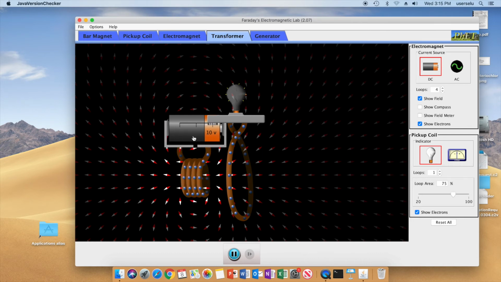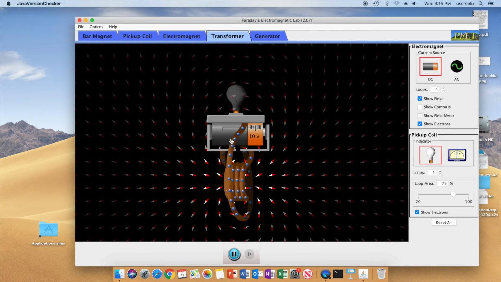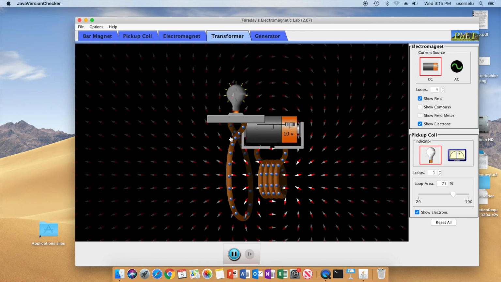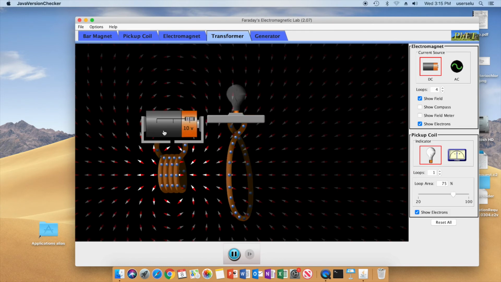Again, I can zoom it in there and stop. There's no current now because I have constant flux in there. As I begin to move it, though, immediately there's a change in flux. Now notice that I can move this more and more rapidly.